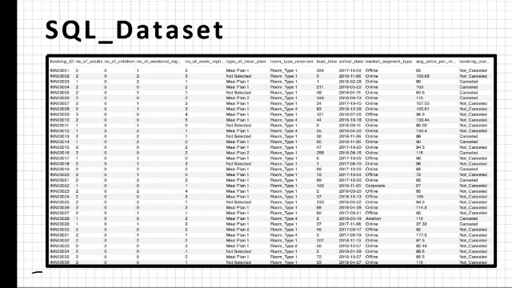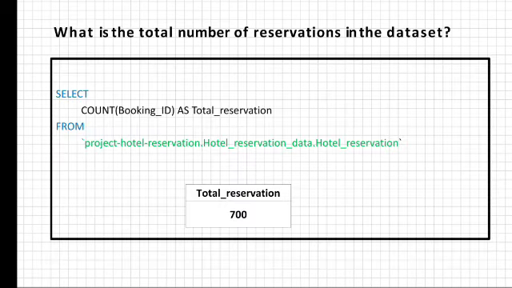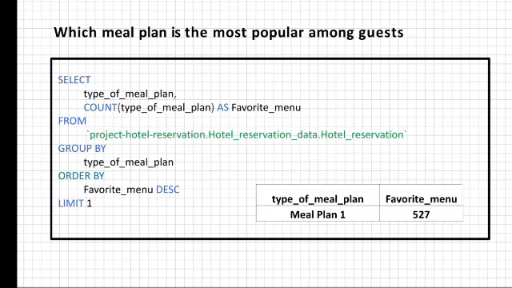This is the structure of the data set opened in SQL. So first I found out the total number of reservations in the data set, and it is found to be 700. Total 700 reservations were there in the data set.